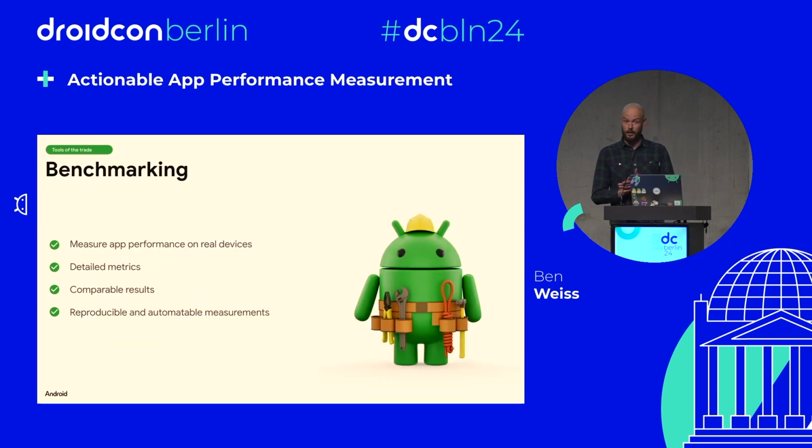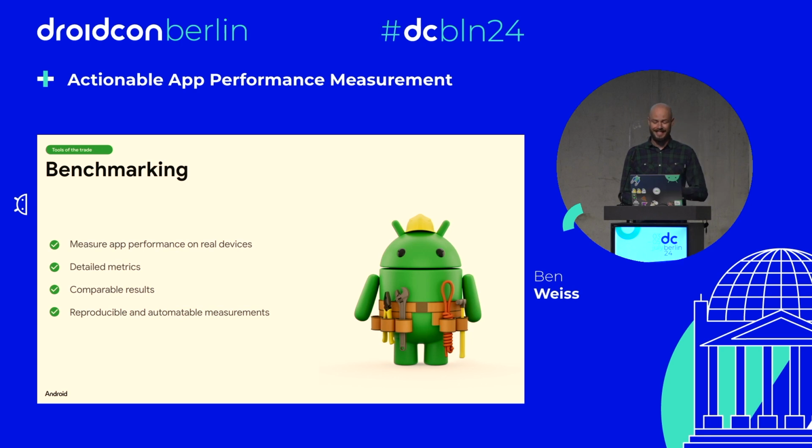Now let's talk about how you measure those things. After you know this is what you should be doing, those three things, baseline profiles, R8, and startup profiles, how do you measure what's going on in the application? We have two ways, and the first one is benchmarking. Benchmarking is not a new concept, but essentially you measure the app's performance on a real device.